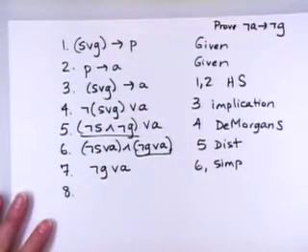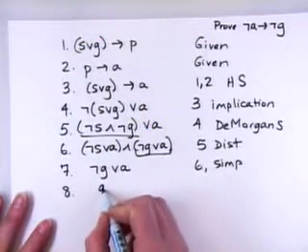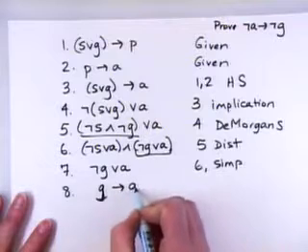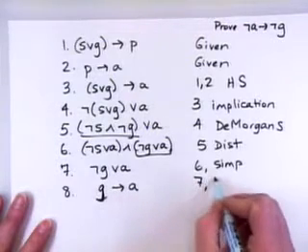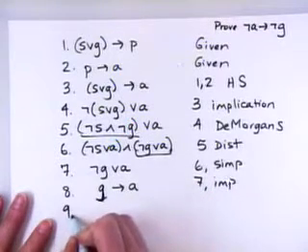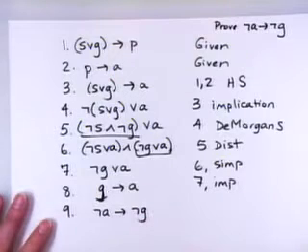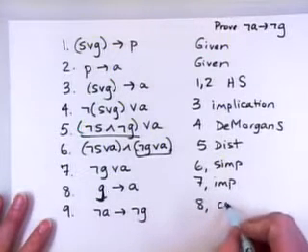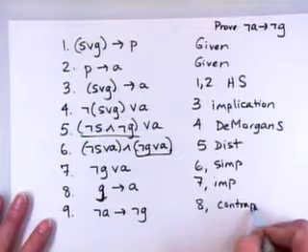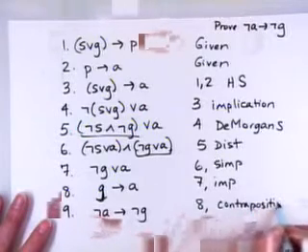In line 8, I'm going to get G implies A if I do implication rule on line 7. And then if I do contrapositive, I'll get not A implies not G, and that's what I wanted to prove. And that's the contrapositive rule.